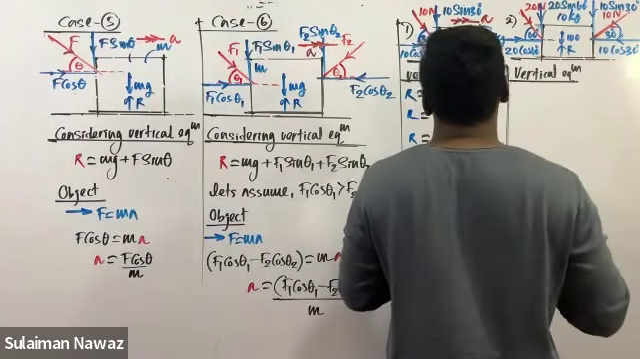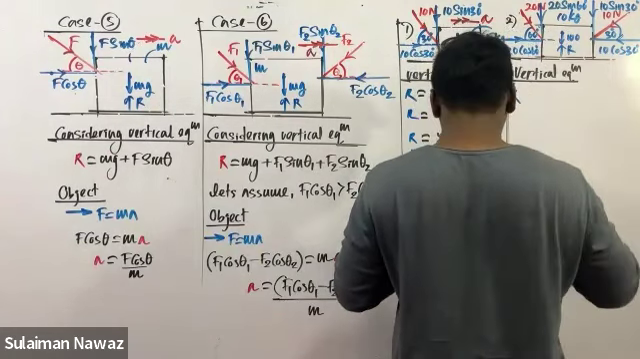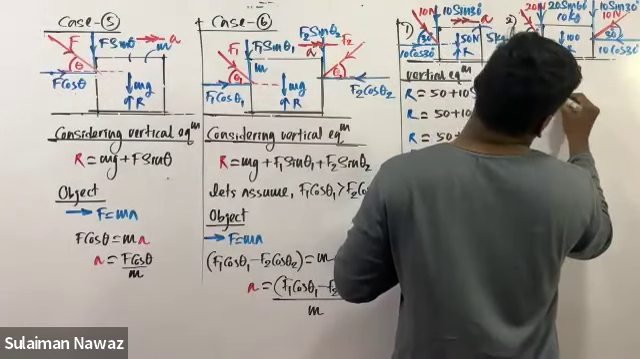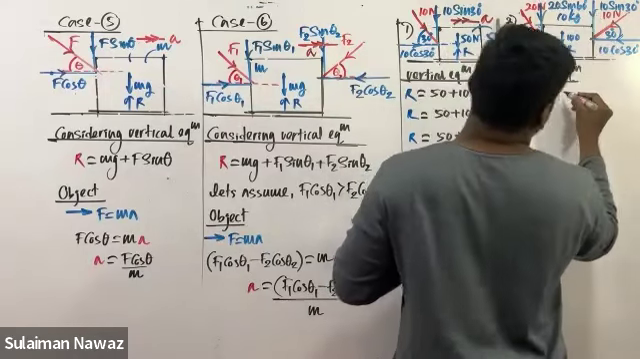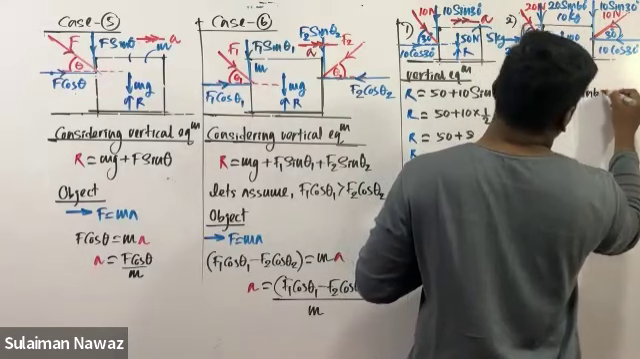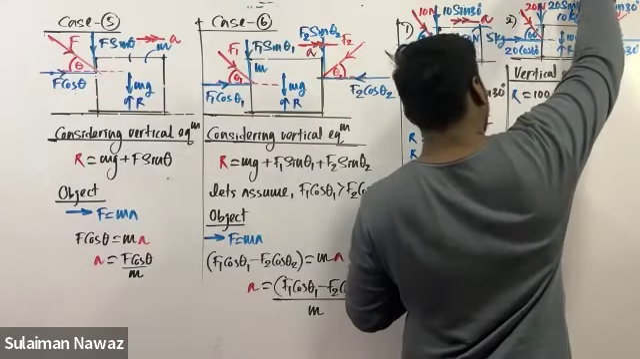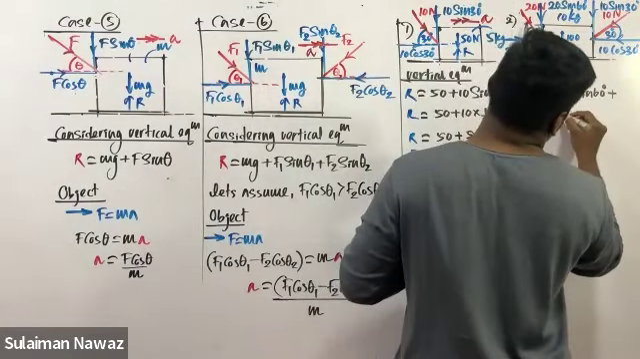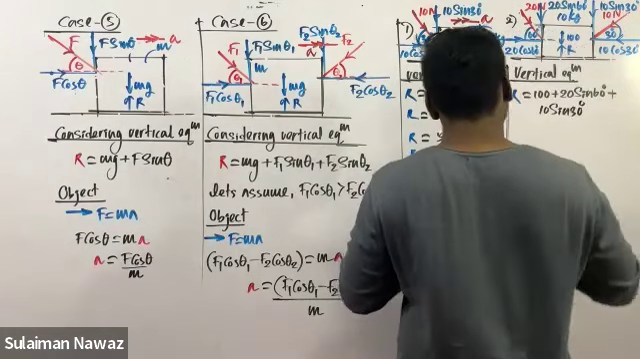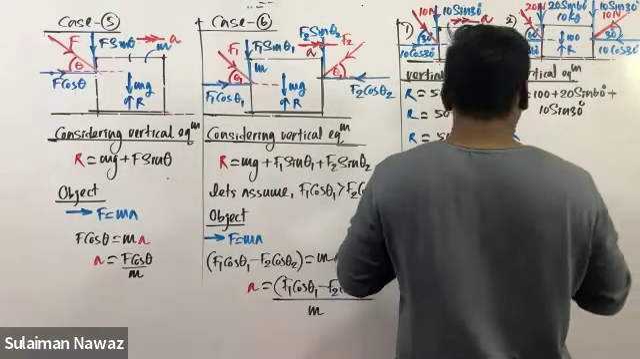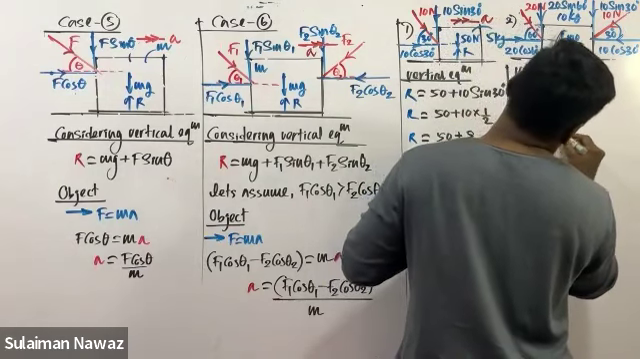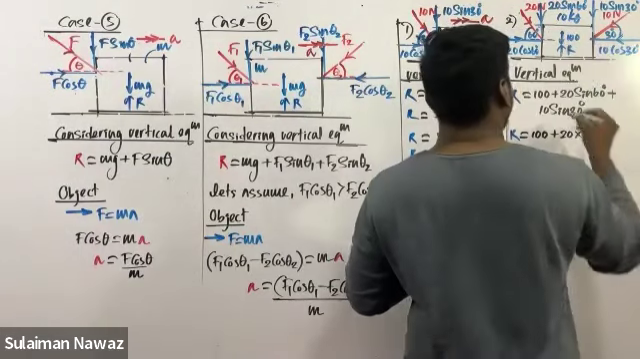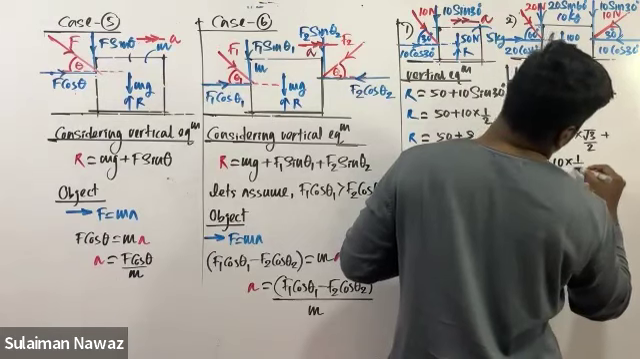R must be equal to the downward forces: 100 downwards, plus 20 sin 60 downwards, plus 10 sin 30 also downwards. And then R equals 100 plus 20 sin 60, which means root 3 over 2, plus 10 sin 30, which means half.